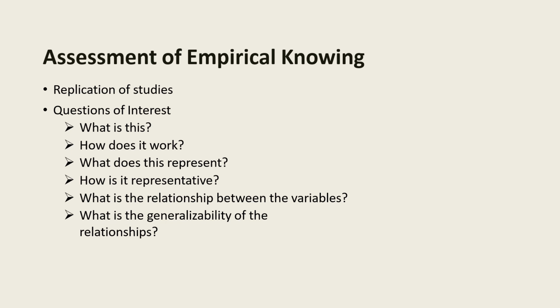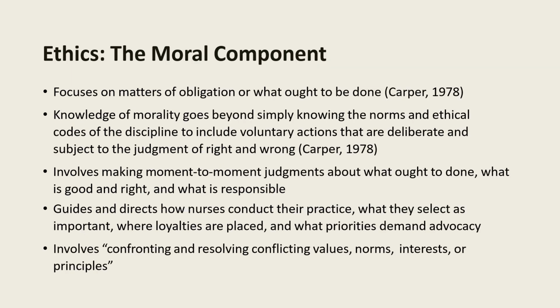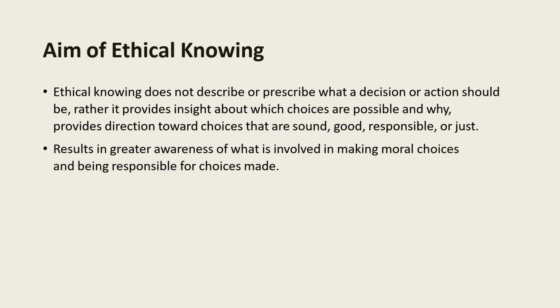When looking at the assessment of the scientific method or empirical knowing, how does it work? What does it do? What does this represent? What is the relationship between the dependent and the independent variable? Ethics is moral knowledge. This often occurs as a moral dilemma that arises in times of uncertainty and when consequences are difficult to predict. The aim of ethical knowledge is the evaluation of what is good, what is valuable, and what is desirable.